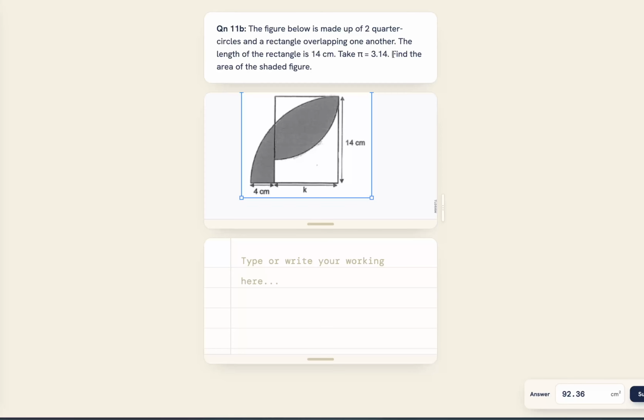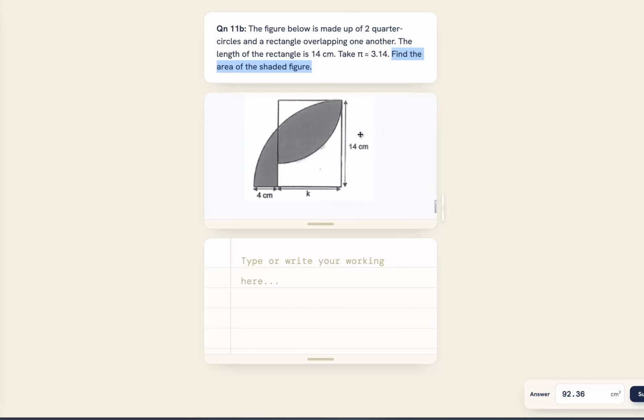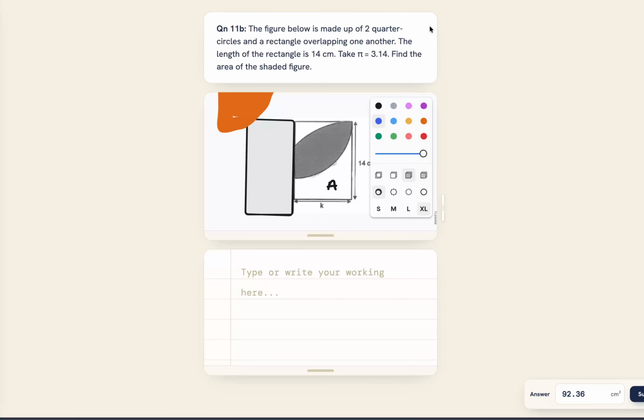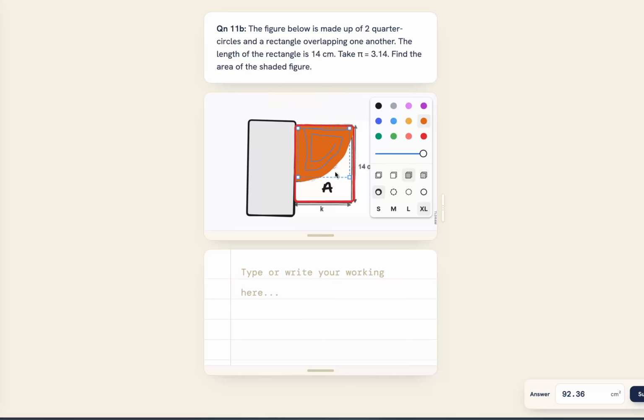So for part B, question 11 part B, find the area of the shaded figure. In order for us to get the shaded area, first thing first is we need to get this unshaded area A. So how do we get this unshaded area A? The rectangle that you see over here, let me mark it in red like this, and then we minus the orange and we'll get the unshaded area A.